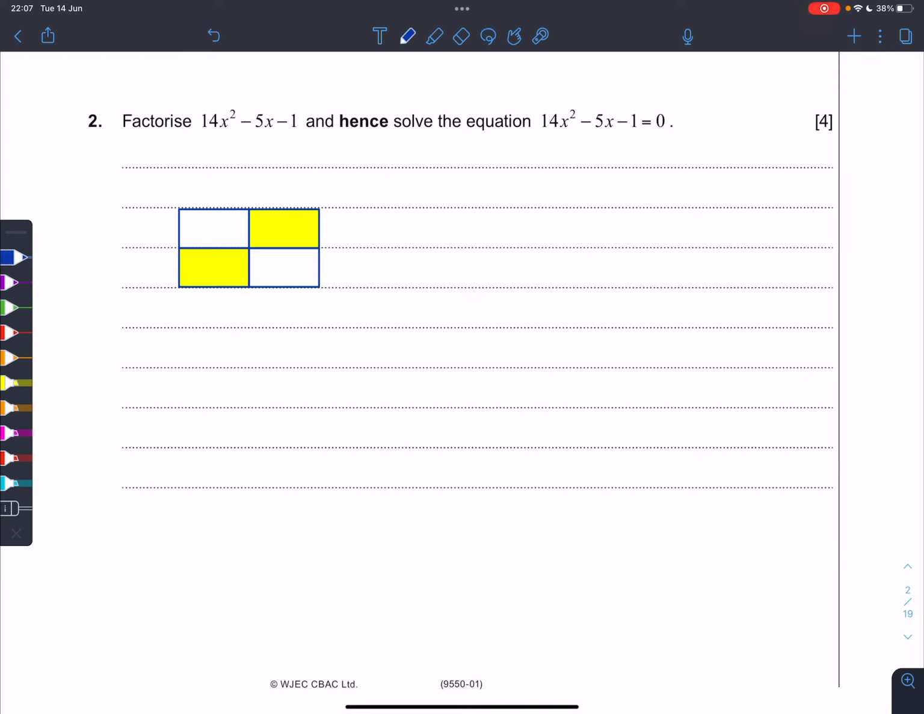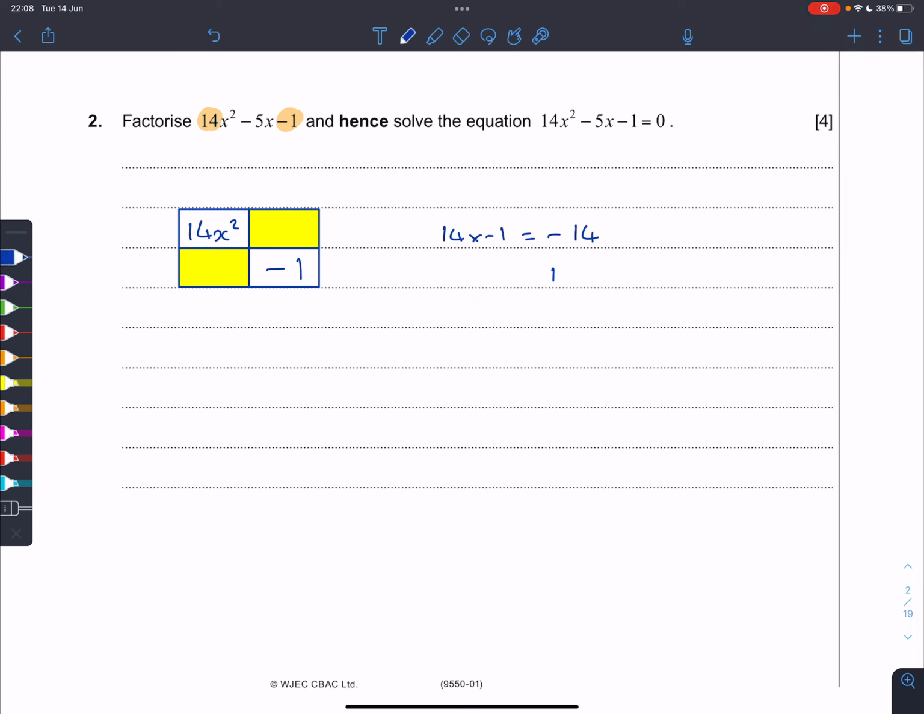In my grid, I'm going to put my x squared term in the top left and my constant in the bottom right. That's these two. And I'm going to use those two numbers to help me find the amount of x's which are going to go in there. So I'm going to do 14 times negative 1 is negative 14. And my two values that are going to go in here, I'm going to multiply to give negative 14 and add to give negative 5.